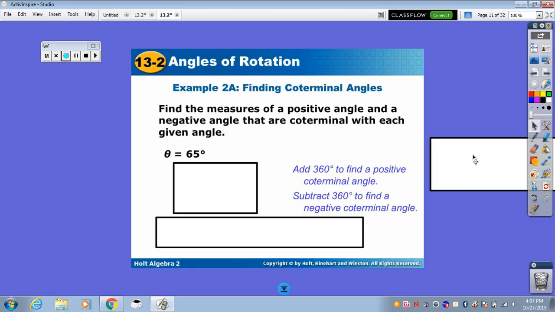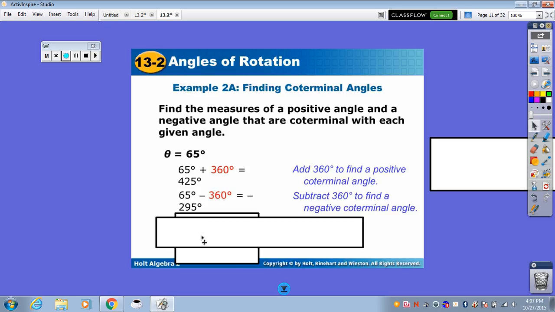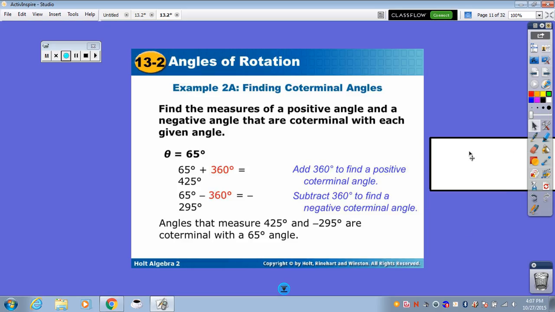First, we might add 360 degrees to find a positive coterminal angle, and then subtract 360 degrees to find a negative coterminal angle. When we add 360 degrees, we get 425, and when we subtract, we get negative 295. That would make both of these angle measures coterminal with our theta equaling 65 degrees. Drawing a picture is an extremely helpful tool in setting this up if you have difficulty visualizing adding or subtracting 360 degrees.